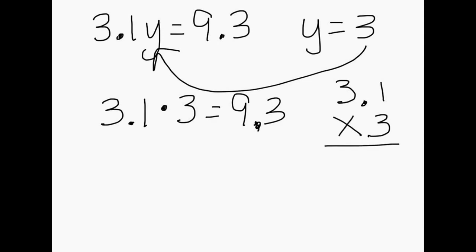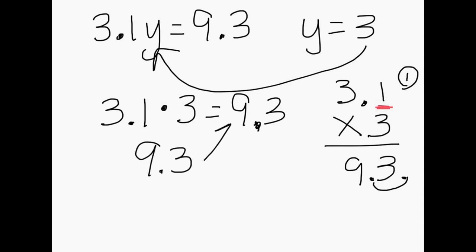3 1/10 times 3. 3 times 1 is 3. 3 times 3 is 9. We can see that there is one place value behind the decimal. So we should have a 1 in a circle up above our right-hand corner of our problem. And that means that we start at the end of our number and move it in one place. So we can see that 9 3/10 does equal 9 3/10, and we are correct.